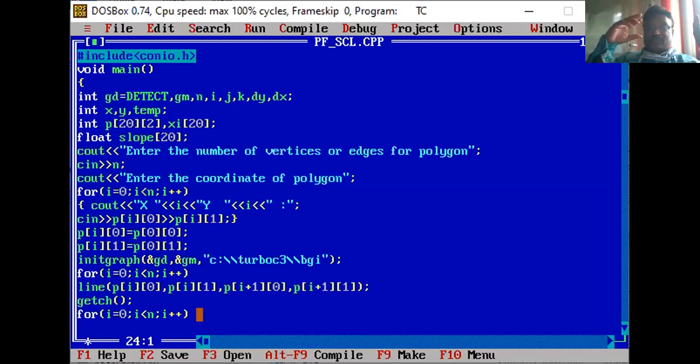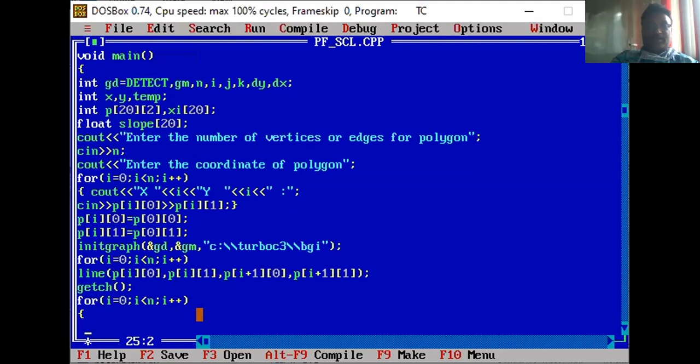Now here I have to calculate, जसं आपण प्रत्येकच्या वेळेस लाईनला dy by dx काढलं होतं, तर या ठिकाणी आपल्याला प्रत्येक इंटरसेक्शनला dy by dx काढायचं. So that dy by dx you have to put in the loop. So dy is equal to what? See, p of I plus 1, 1. म्हणजे p of 0, 1, 1, 1, 2, 1, 3, 1, 4, 1.